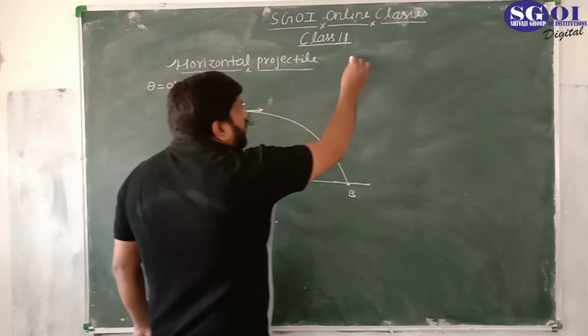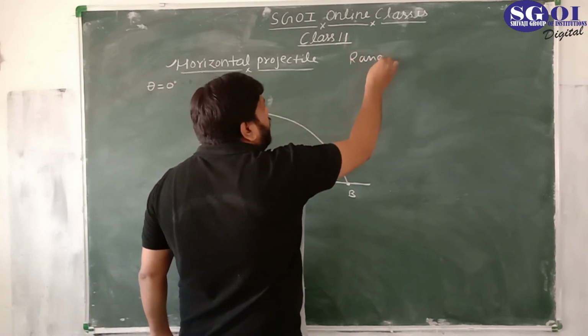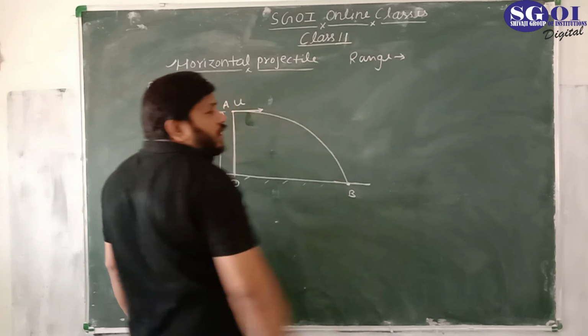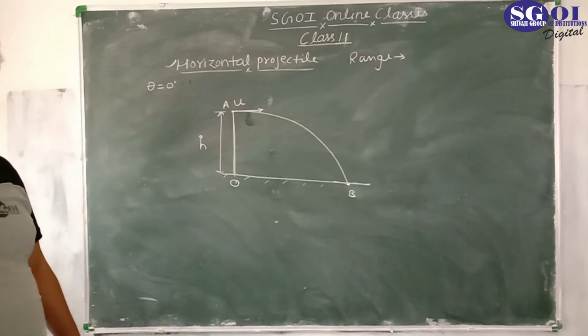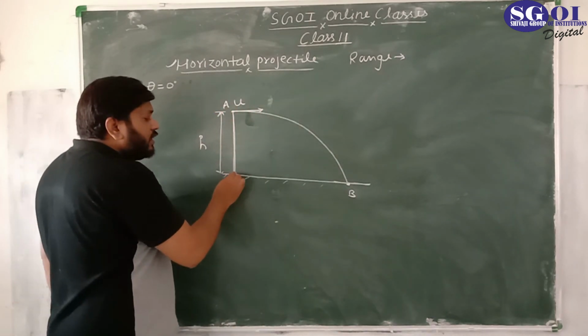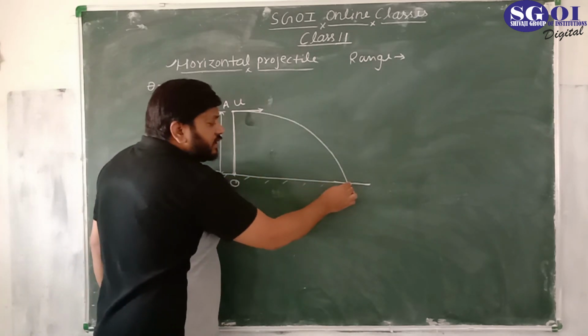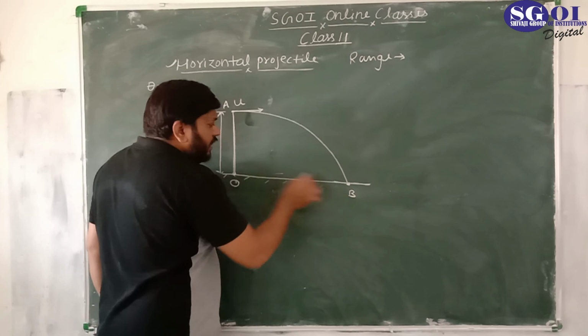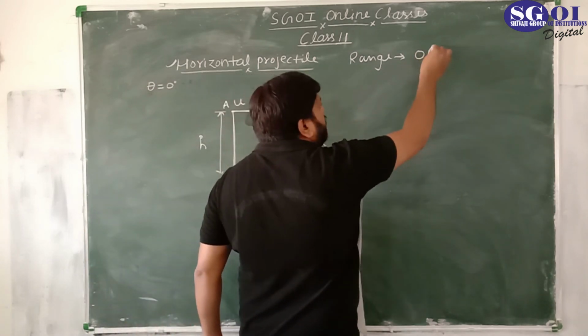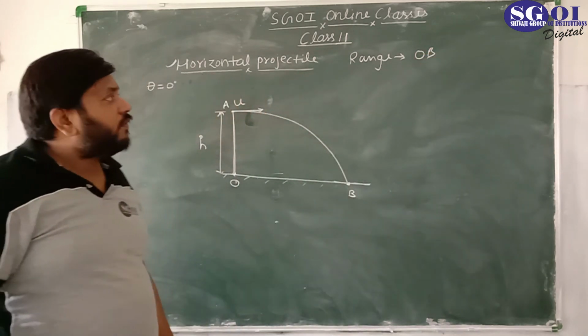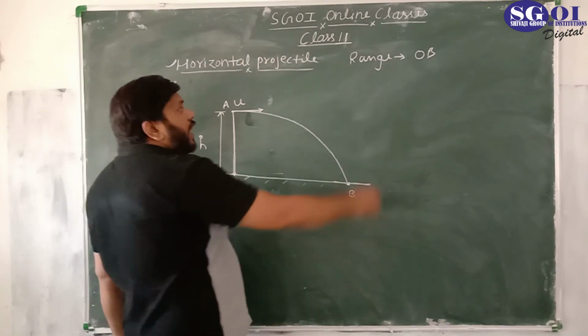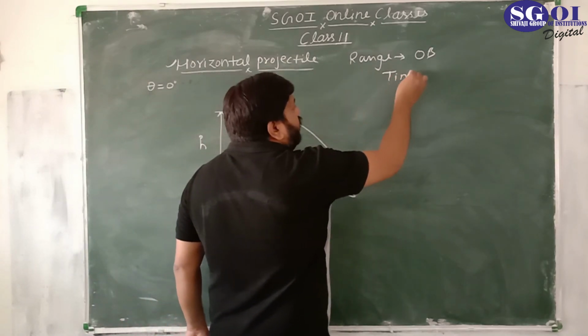What is range? Range is the horizontal distance covered by the object. It is thrown from here, it is projected from here, and the final distance it covered in the horizontal is OB. So here range is OB. We have to find the formula for OB, and we have one more thing, time of flight.